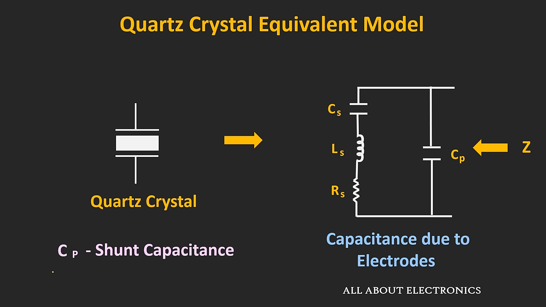And this capacitance exists because of the electrode plates which are used for the electrical contact. So this is the electrical equivalent circuit of the quartz crystal. As you can see, this quartz crystal acts as an LC tank circuit, and because of that, it provides the frequency selectivity whenever it is used with the amplifier in the feedback circuit. And using this, we can generate the oscillations at the specific frequency.